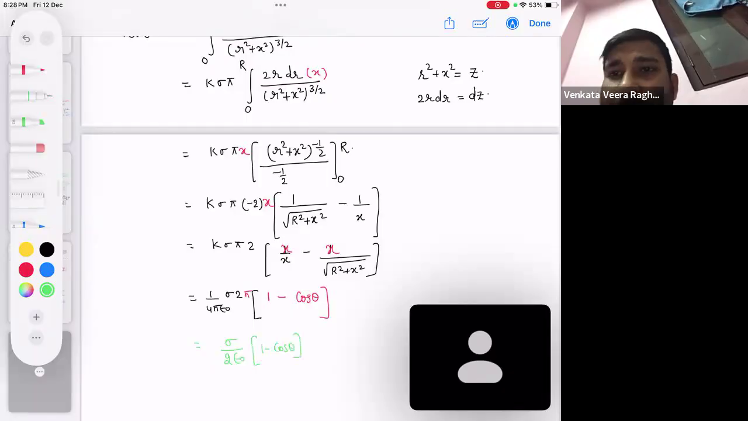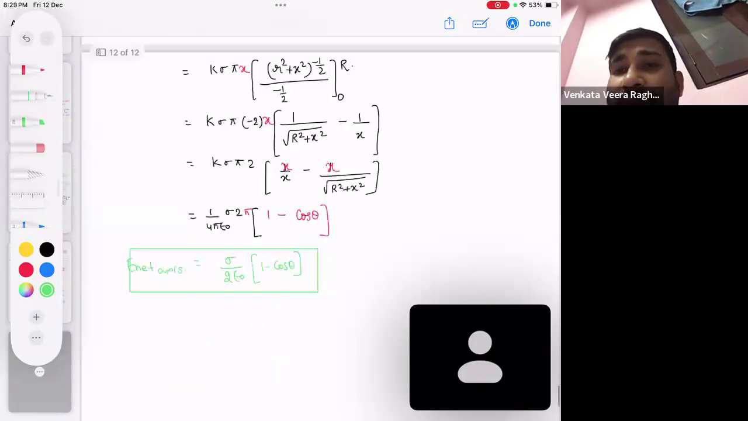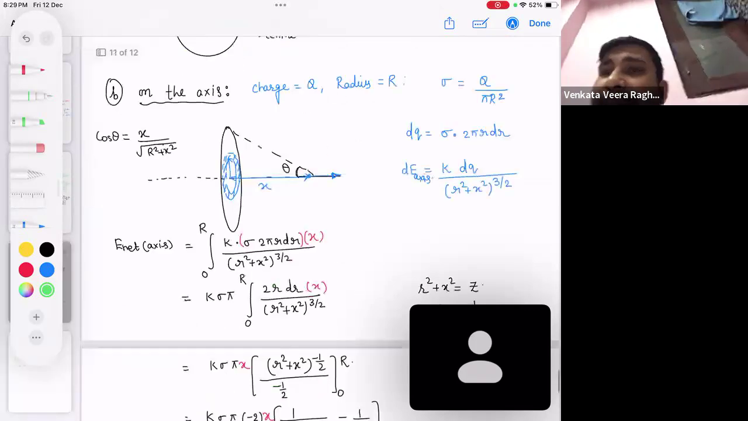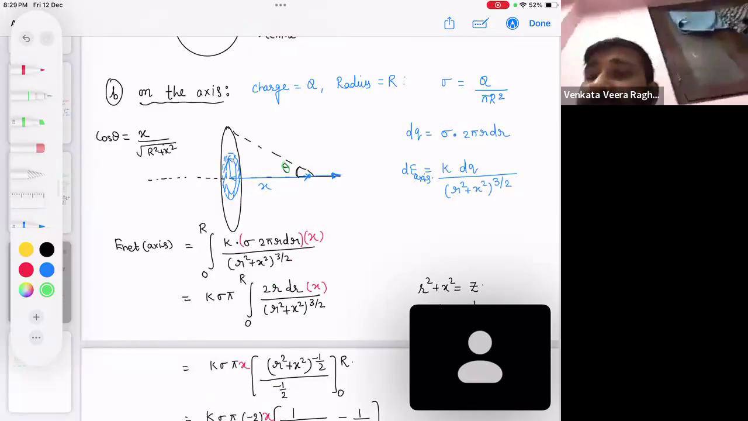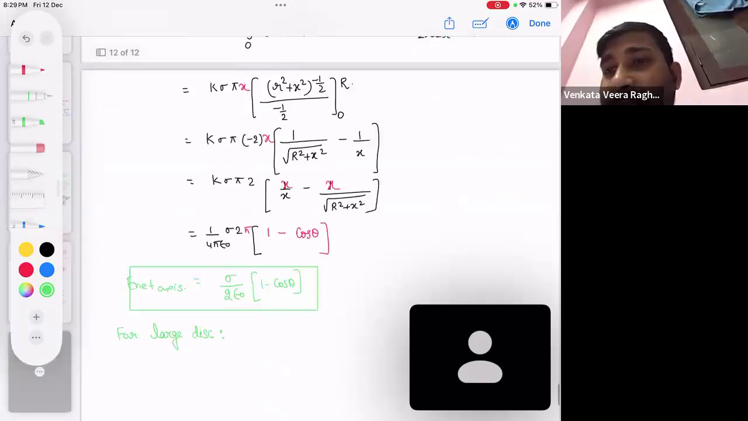This is the net field on the axis of a disk. Clear? Again, for a large disk, what will be the result? See, if the disk is very large, what will happen? If the size of the disk keeps on increasing, the theta value will keep on increasing, right? And for a very large disk, can I say theta is going to be 90 degrees?